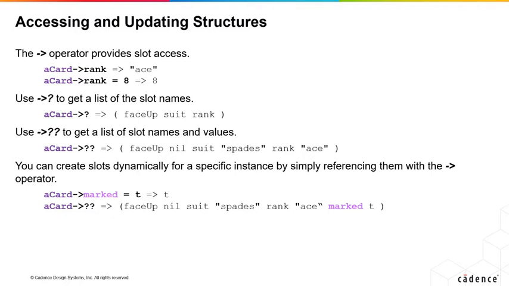I can also check for the slots in the structure with a card arrow question mark, and I can use the double question mark to get the names and the values stored in those slots. Just like with a disembodied property list, I can also dynamically add a slot for a specific instance by simply using the arrow operator. So here, for this instance of a card called a card, I say a card arrow marked equals T, and all of a sudden, if I look at that particular card structure, I see all of the standard slots plus the one I just added.